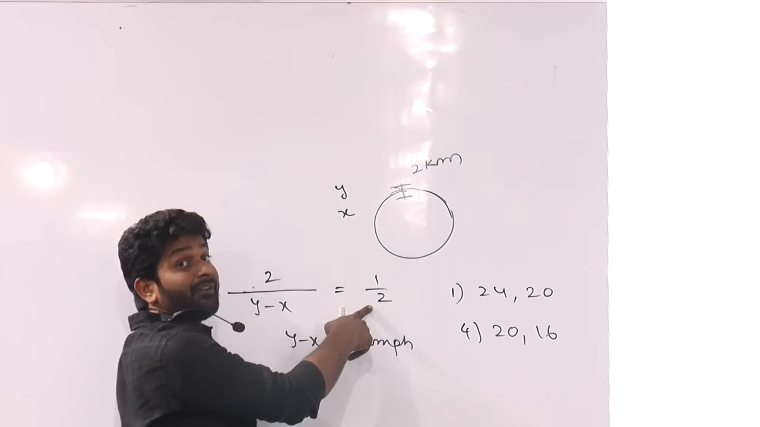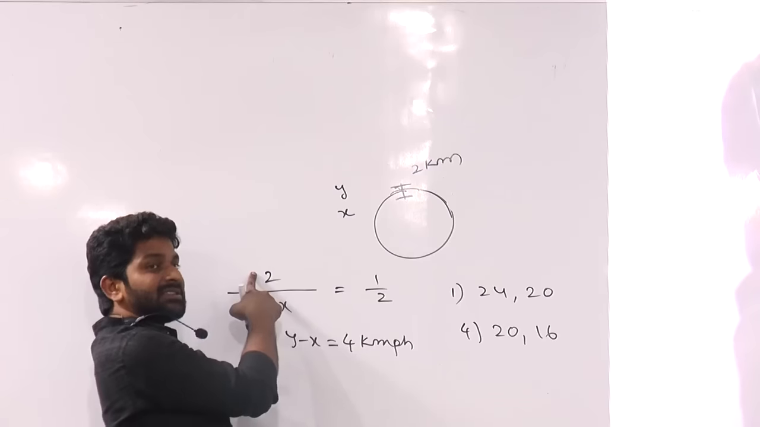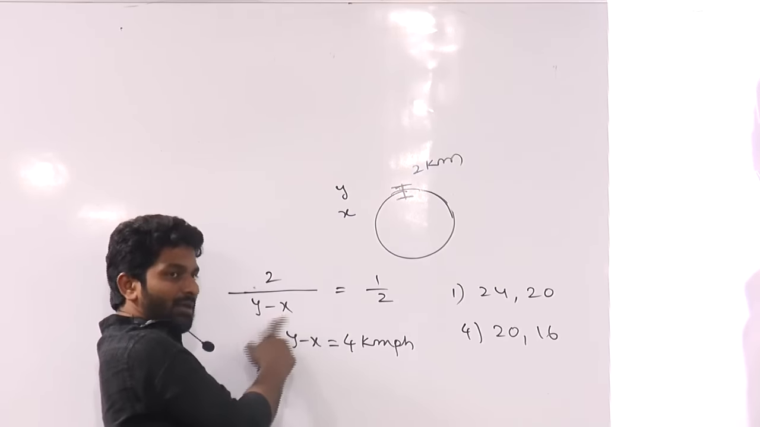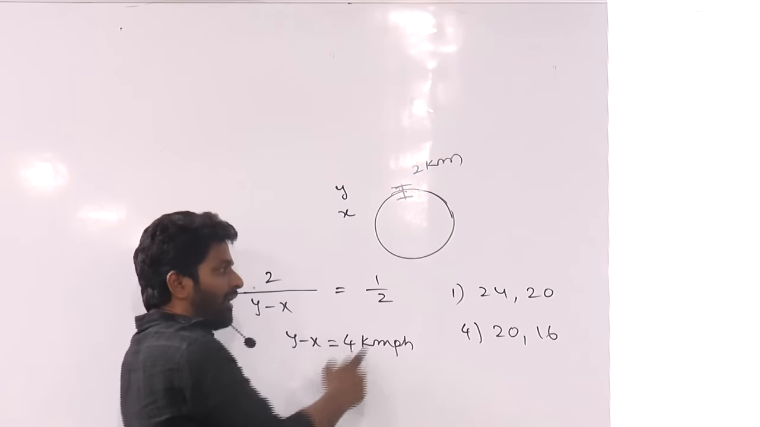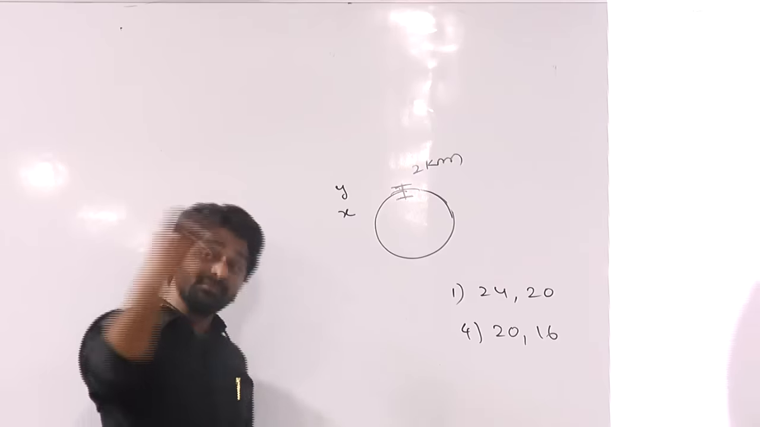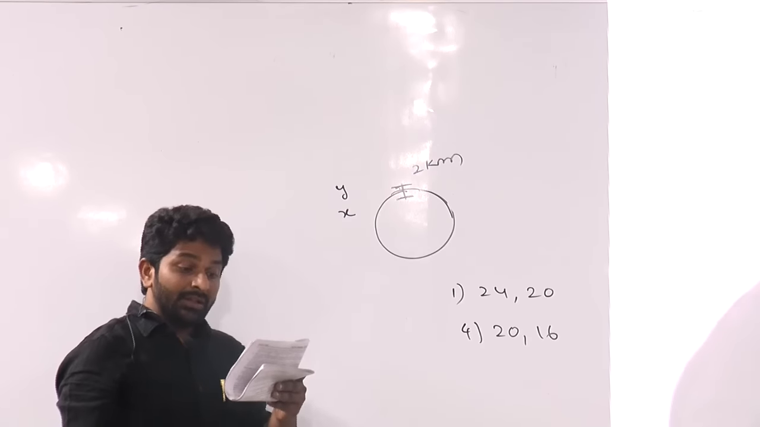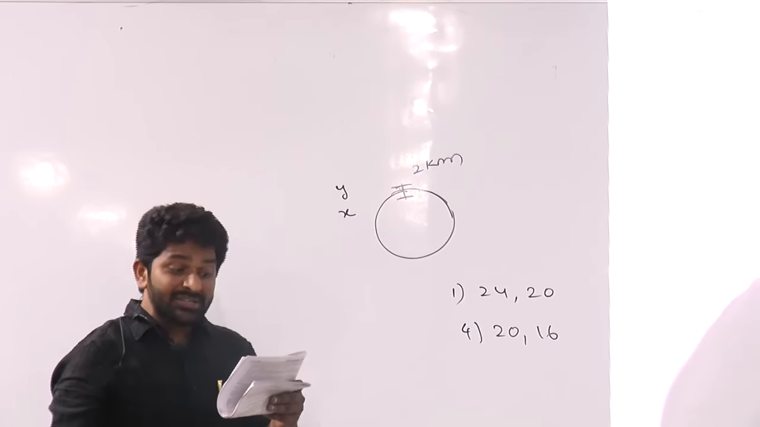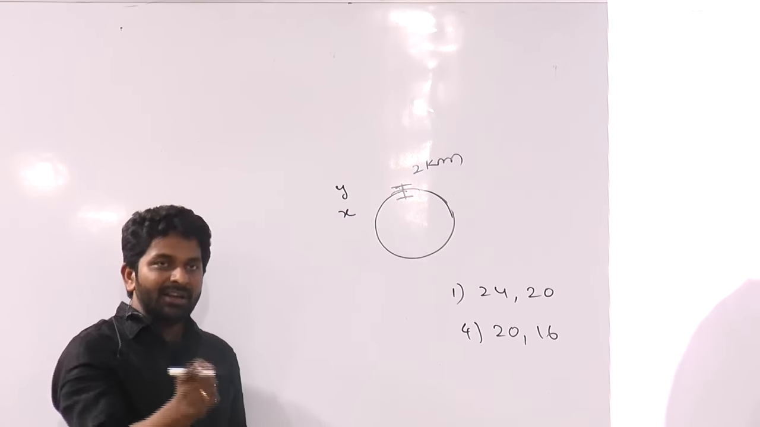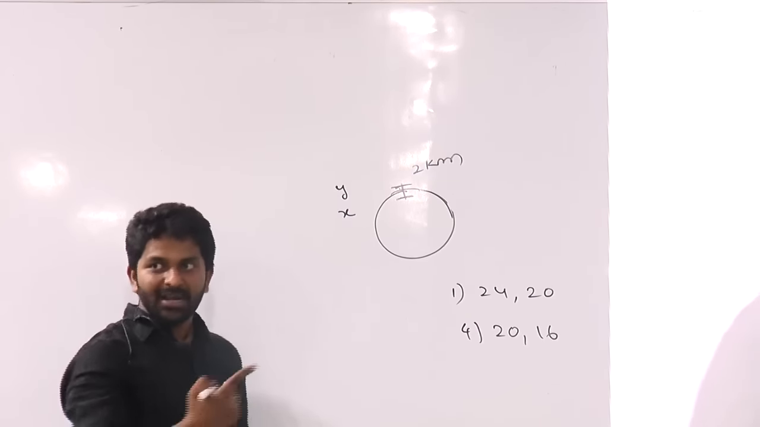Faster one meets slower one for every 30 minutes, in the sense half an hour. This is time. Distance by speed. Distance between two persons is 2 kilometers. Relative speed is y minus x. From this y minus x is equal to 4. Like that we have only two options, either first or fourth. Now this condition is over. What is second condition? Look at the second condition. What is second condition in your question? Faster one completes the track 1 minute sooner than the other one. In the sense, he will reach the starting point 1 minute before the slower one reaches starting point.